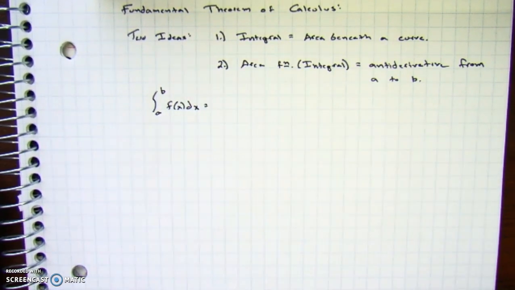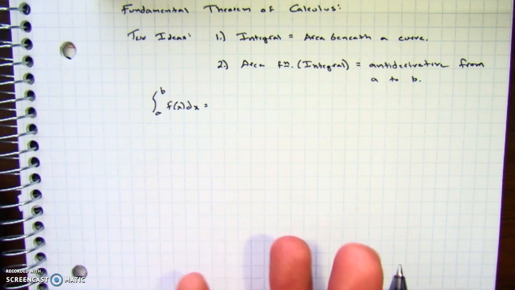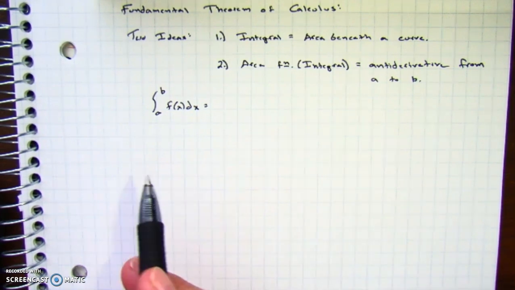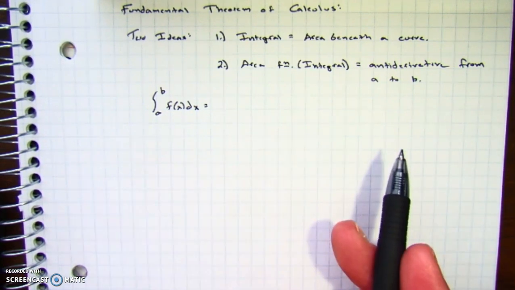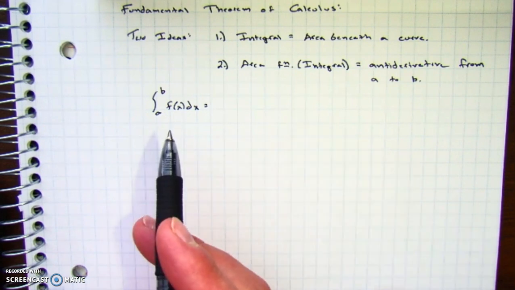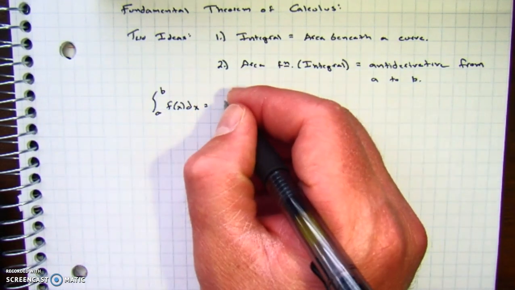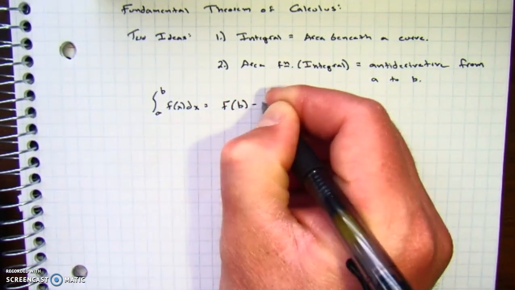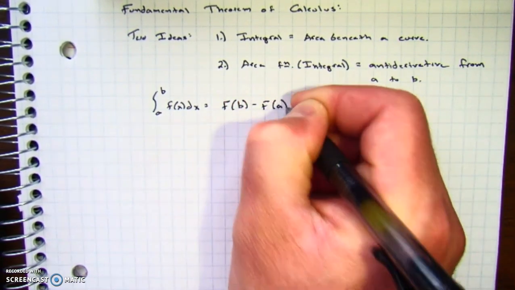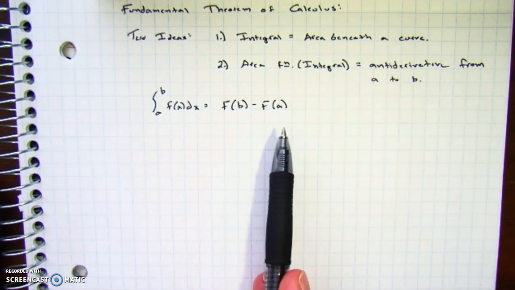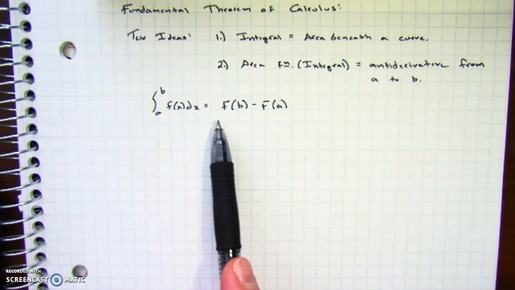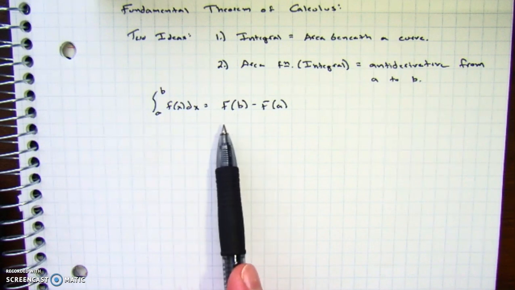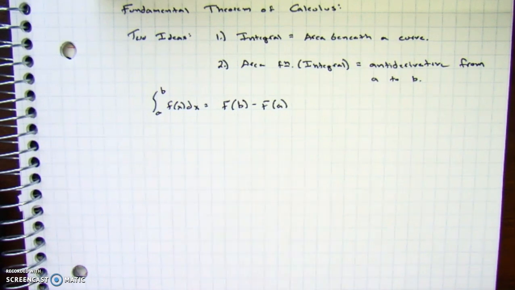Well, we're going to do this by taking the antiderivative, or we're working backwards. We're saying, what would the derivative of this have to be to get back to the function? So we're working backwards on the derivative, and you take the antiderivative of b, and you're going to subtract the antiderivative of a. Or another way to say this would be that you're going to take the integral at b and subtract the integral at a.